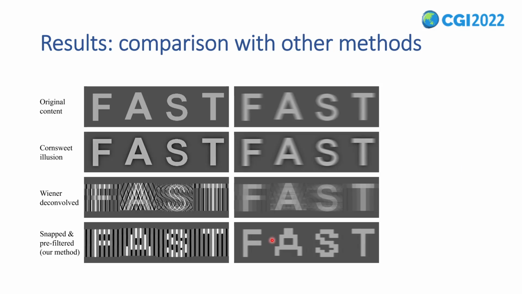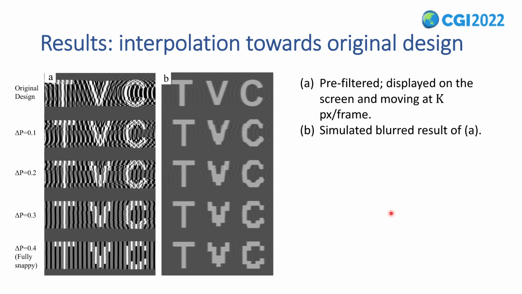Now we compare our method with a few other schemes. Cornsweet illusion increases the contrast at the edges, but has similar blurriness compared to the one without any processing. Wiener deconvolution is a traditional method for pre-filtering, but it exhibits artifacts. Montalto's method is the one we use to pre-filter the image, and is also the method that we primarily compare with.